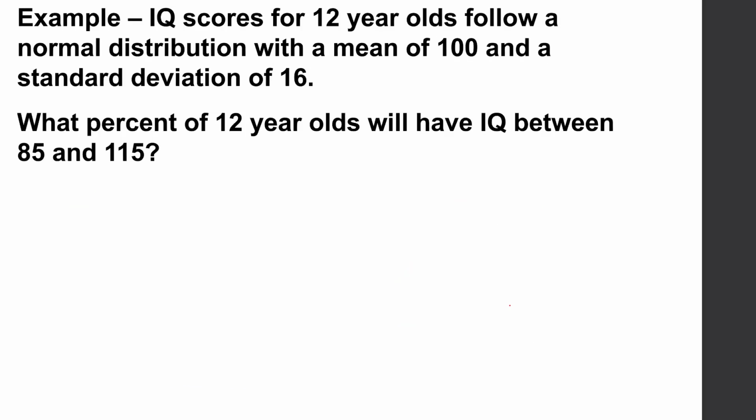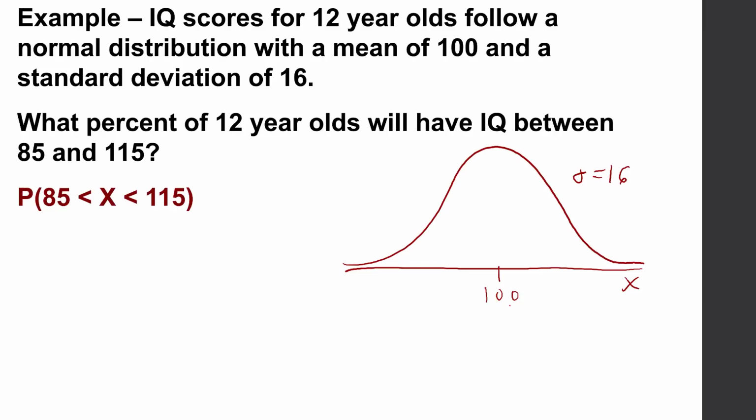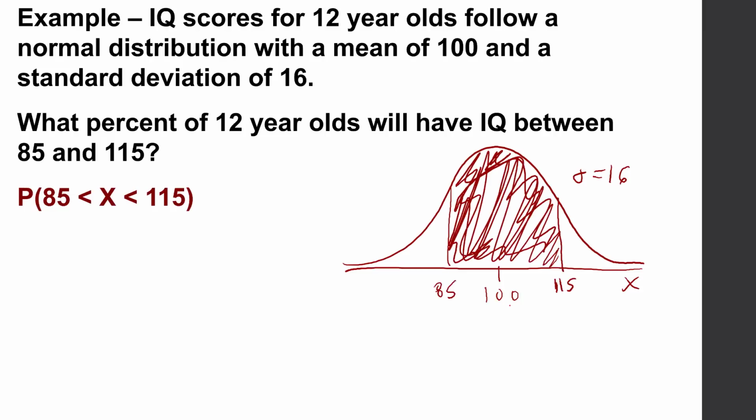Very good. So now we want to find the probability, or what percent of 12-year-olds will have an IQ between 85 and 115. So that probability statement looks like this. Remember, it doesn't matter whether we have strict or non-strict inequalities, so it doesn't matter the way you write those inequalities. Our picture is the same. The distribution's mean is 100, the standard deviation 16, and this time we want to find the area between 85 and 115. How are we going to get this? Well, we're going to play the same game that we did with discrete distributions.